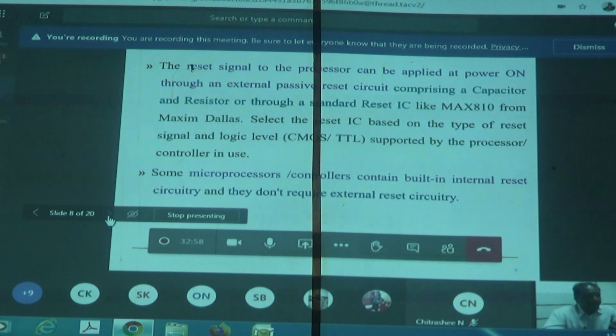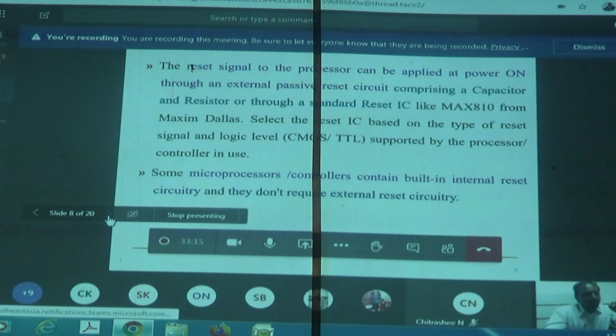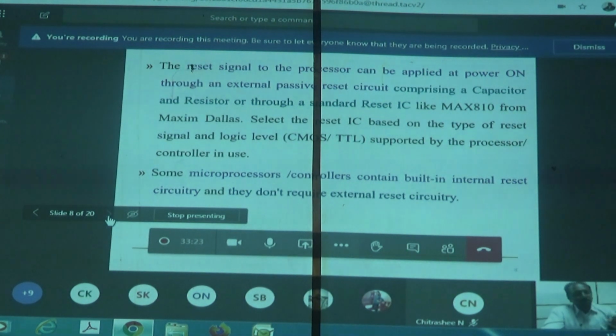Or else these resistors and capacitors can be clubbed together and put in one IC, and this IC itself can be called a reset IC. An example here is the MAX810 from Maxim Dallas. Select the reset IC based on the type of reset signal and logic level supported by the processor or controller in use. Some of the microprocessors or controllers contain, as I told you, built-in reset circuitry, and they do not require external reset circuitry. Take the example of your computer system. For the computer system, a reset circuit is not connected externally, correct?